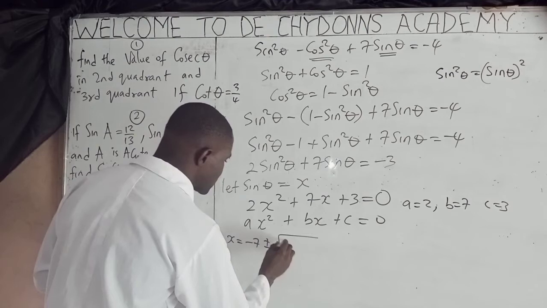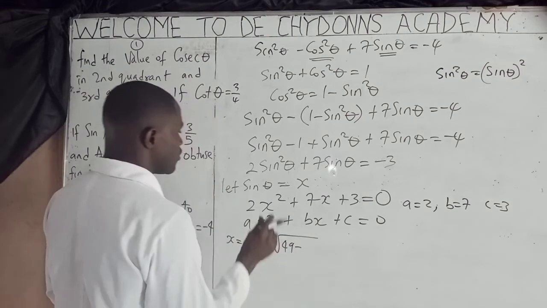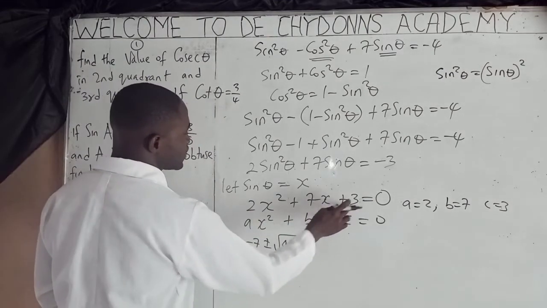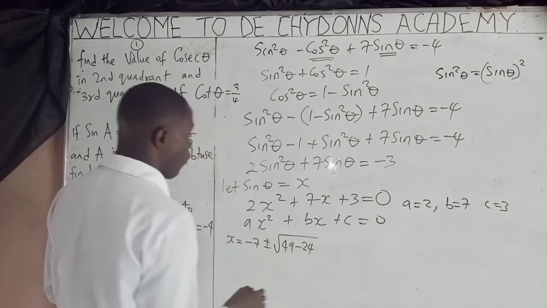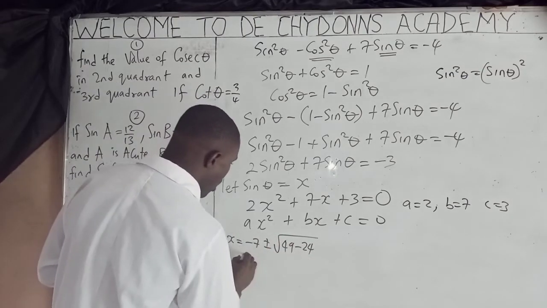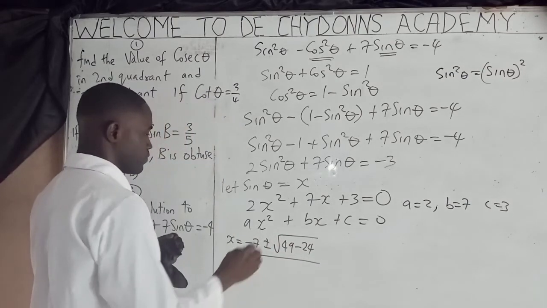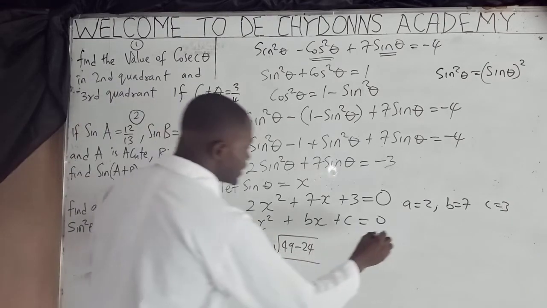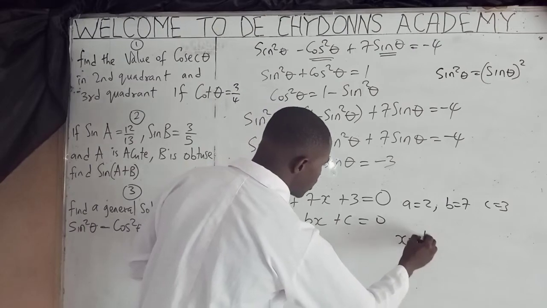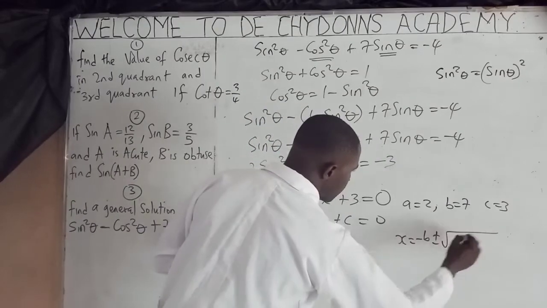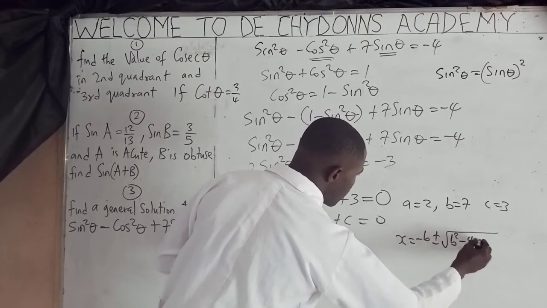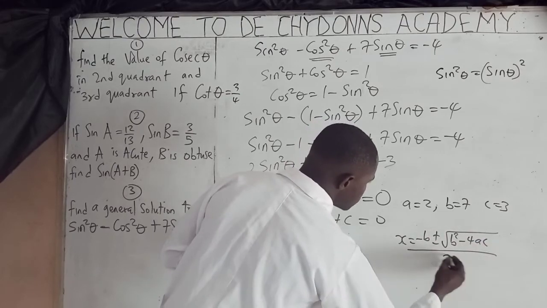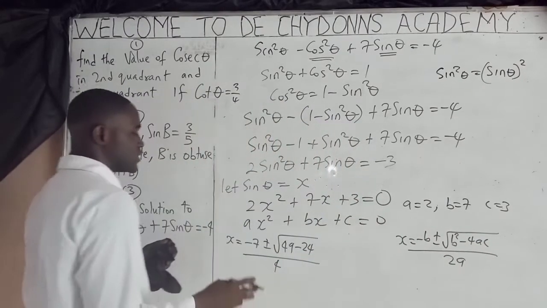b squared is 49, minus 4 times 2, 8, times this 24, all over 2 times 2, 4. We are putting it in the formula that says x equals minus b plus or minus the square root of b squared minus 4ac, all over 2a, in order to factorize it.